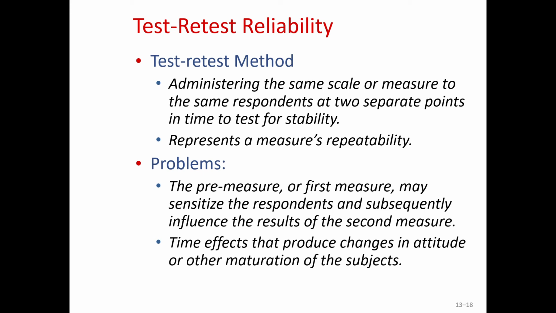So if the time between measures is too long, there may be an attitude change or other maturation of the subject. So a reliable measure can indicate a low or moderate correlation between the first and the second administration. But this low correlation may be due to an attitude change over time rather than to the lack of reliability in the measure itself.